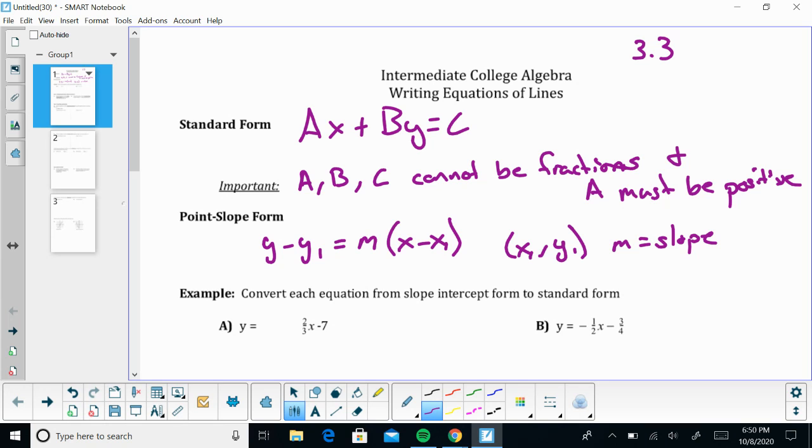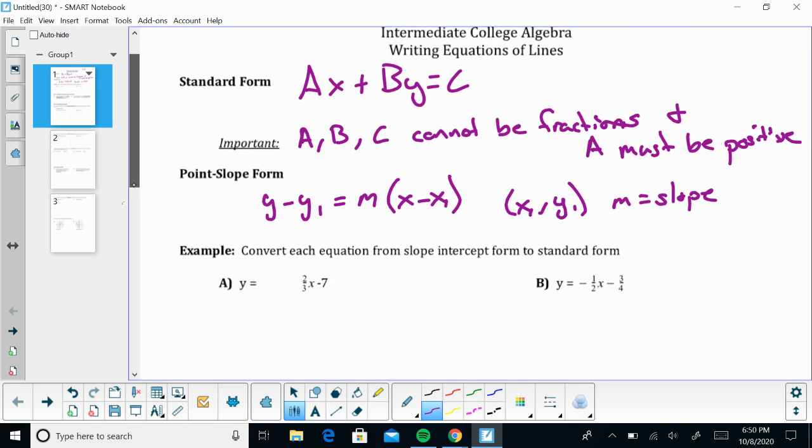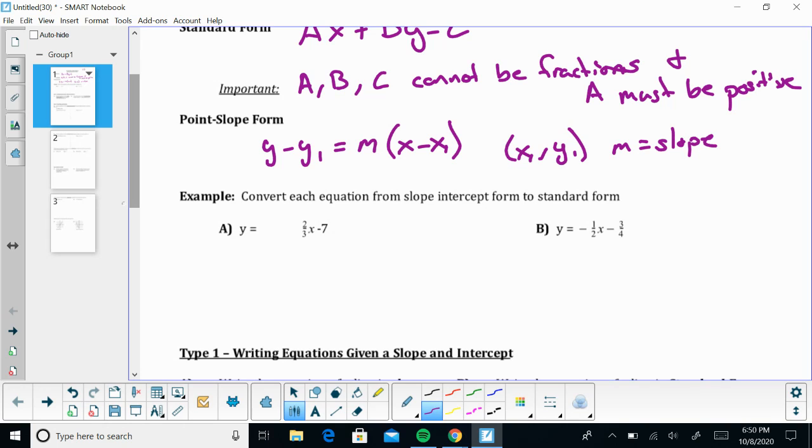So, before we move on, let's remember how we can convert each equation from slope-intercept form to standard form. Slope-intercept form is just y equals mx plus b. So both these equations are set up in y equals mx plus b, and now I'm going to convert them into standard form. So the first thing I need to do is subtract 2/3 x from both sides. So I'll have negative 2/3 x plus y equals -7. Now my x and y are on the same side.